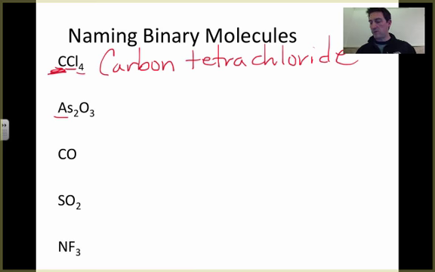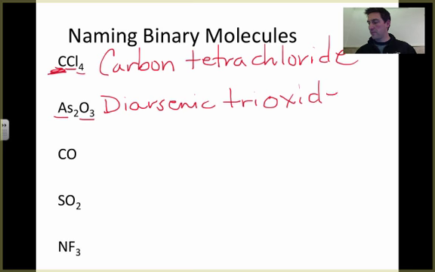Let's look at the next one. We might have to look As up on the periodic table, but it is arsenic. There are 2 of them. Because there's 2 of them and not 1, we need to put a prefix with that. So di is the prefix for 2, arsenic, and then we've got oxygen for the next molecule, and there are 3 of them. So we need to say trioxide. Don't forget, we have to change the ending of these when we're making them into a molecule.